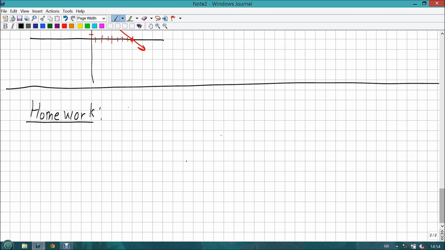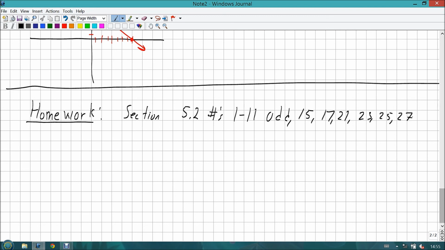Here's your homework. This is going to be section 5.2, numbers 1 through 11 odd, 15, 17, 21, 23, 25, 27, 31, 33, and 34 through 37, all. Sorry, all. Since they kind of go together. And I think that'll be all of it. So there's your homework assignment.